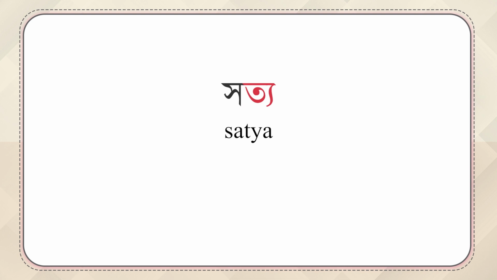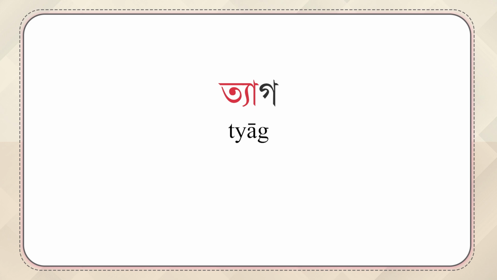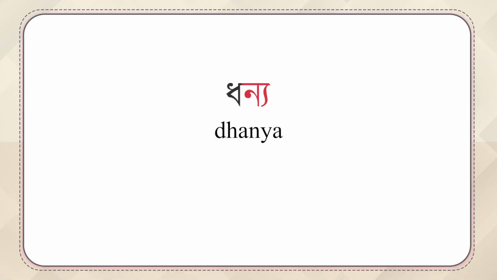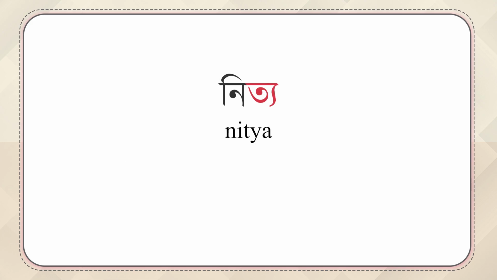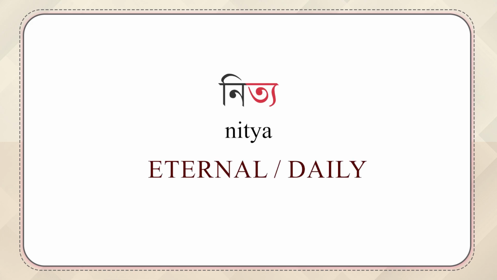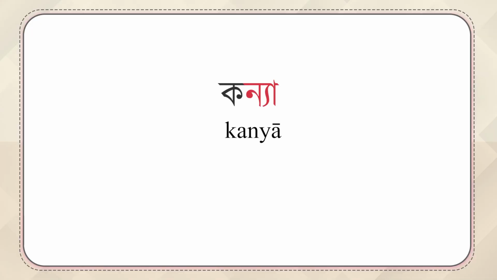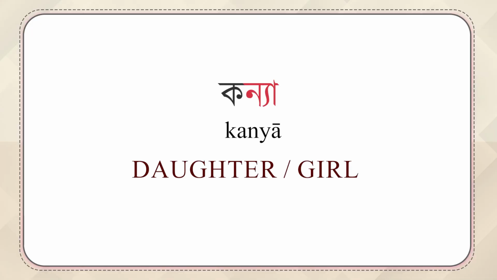Bangla word shotto means truth in English. We can spell it as donte sha toy ja phalā, shotto. Let's take another word, tag, which means sacrifice in English. We can spell it as toy ja phalā akar go, tag. There are other instances like dhonno, which means blessed or fortunate, nitto, which means eternal or daily, and konna, which means daughter or girl.